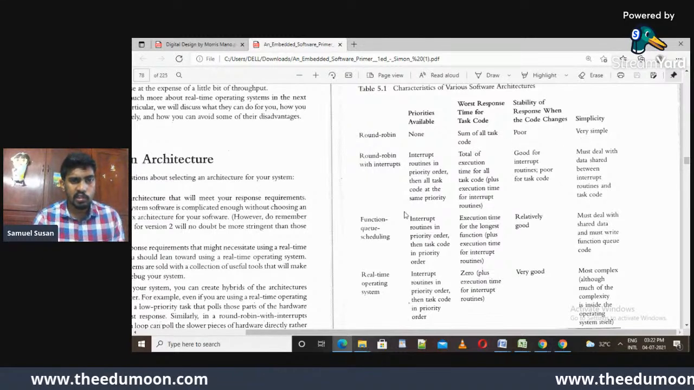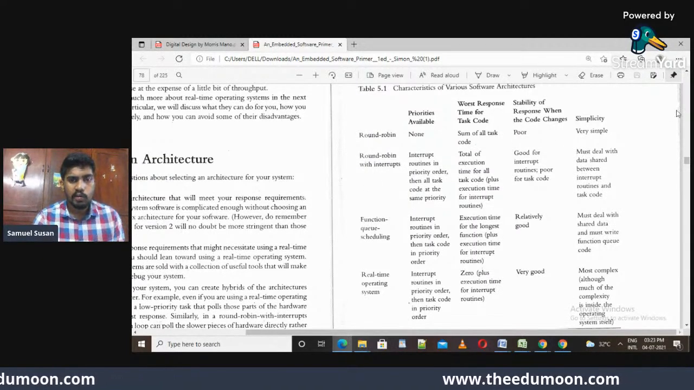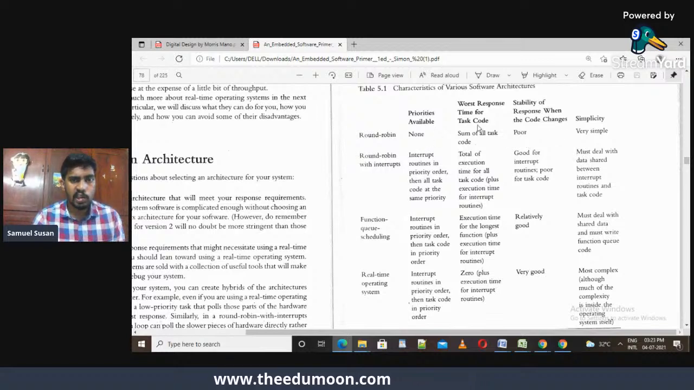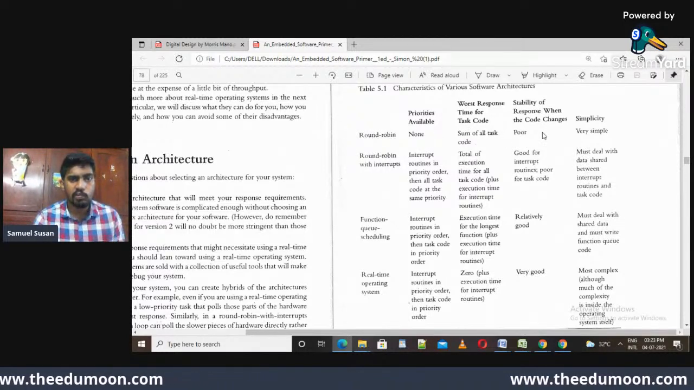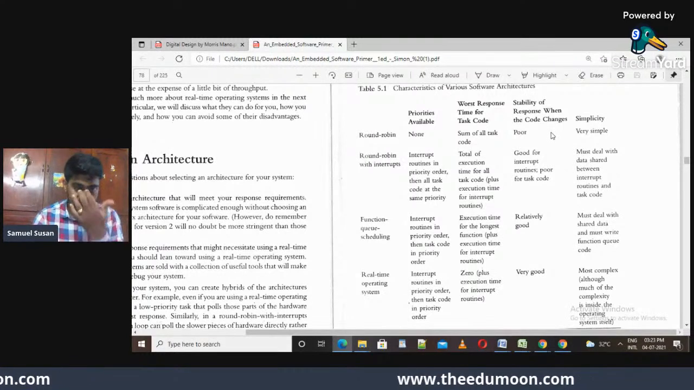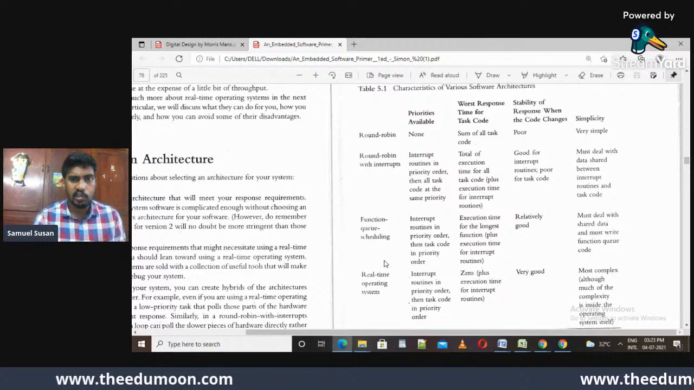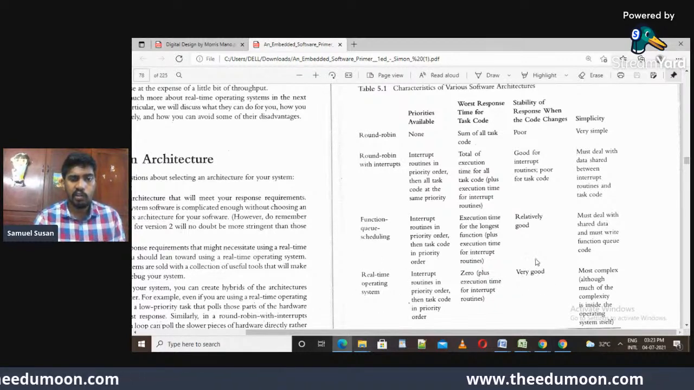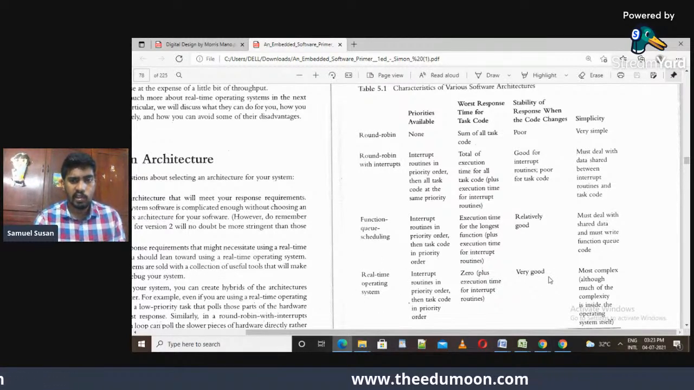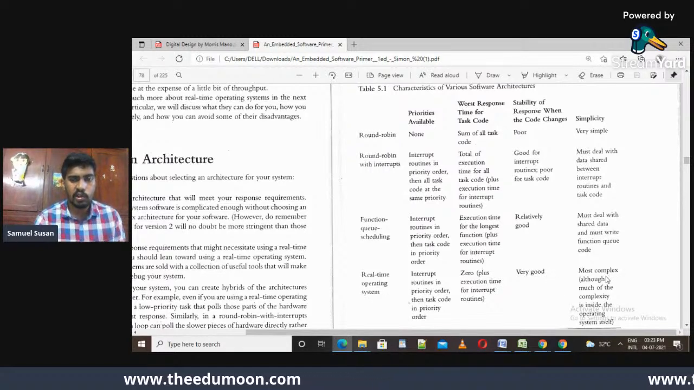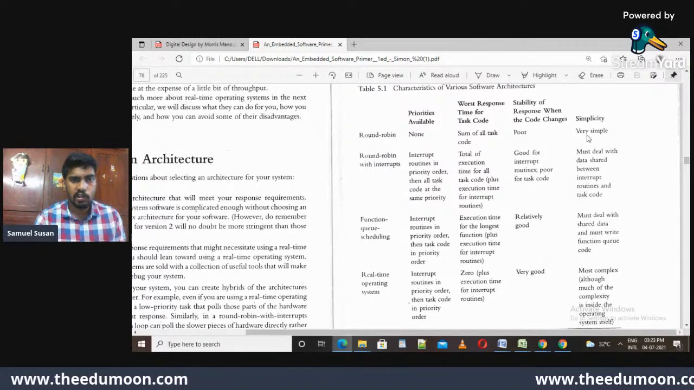You can see all the four architectures are rated based on these attributes like priorities, worst case time, and we are always worried about the time complexity and the simplicity of implementing. You can see the real-time operating system, the last architecture, is very good, having a very good response when there are code changes, but it is very complex to implement. The coding is somewhat difficult compared to round robin.